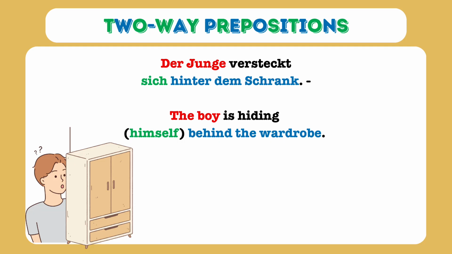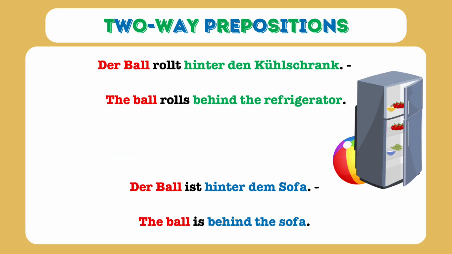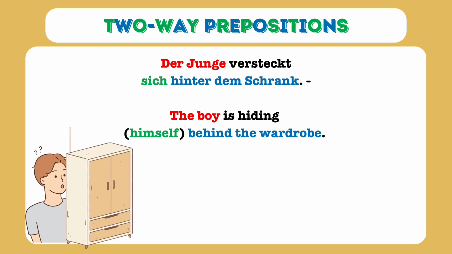Again, the easiest way to figure this out is ask yourself where or to where. In the first example, we said hinter den Kühlschrank because it is rolling to where, behind the refrigerator. In the second one, we asked the question where. So where is the ball? The ball is behind the sofa. That's dative. In the last example, we asked the question where is the boy hiding? We don't say to where is the boy hiding. That wouldn't make much sense. So we use the dative case instead, hinter dem Schrank.